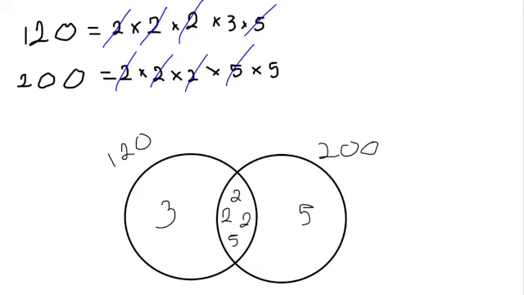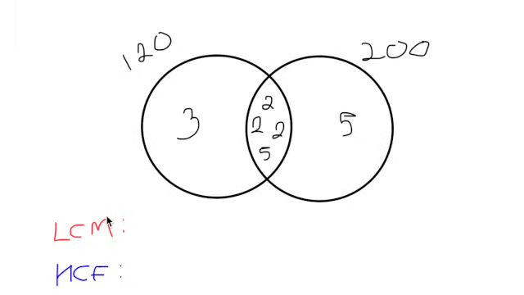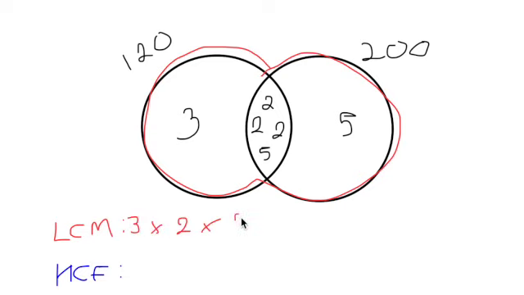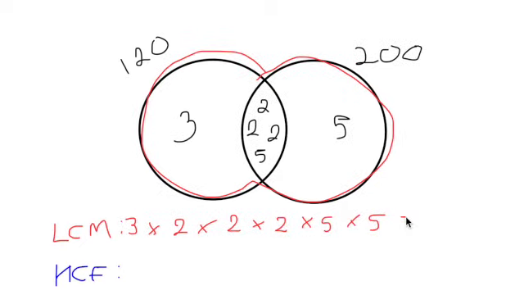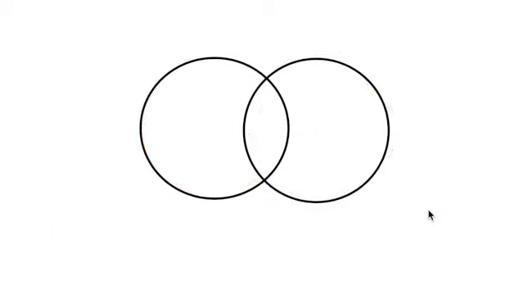Our final step then is to work out our lowest common multiple and our highest common factor. So for our lowest common multiple, we're going to times everything in this entire Venn diagram together. So that means we've got 3 times 2 times 2 times 2 times 5 times 5. And that's going to give us an answer of 600.